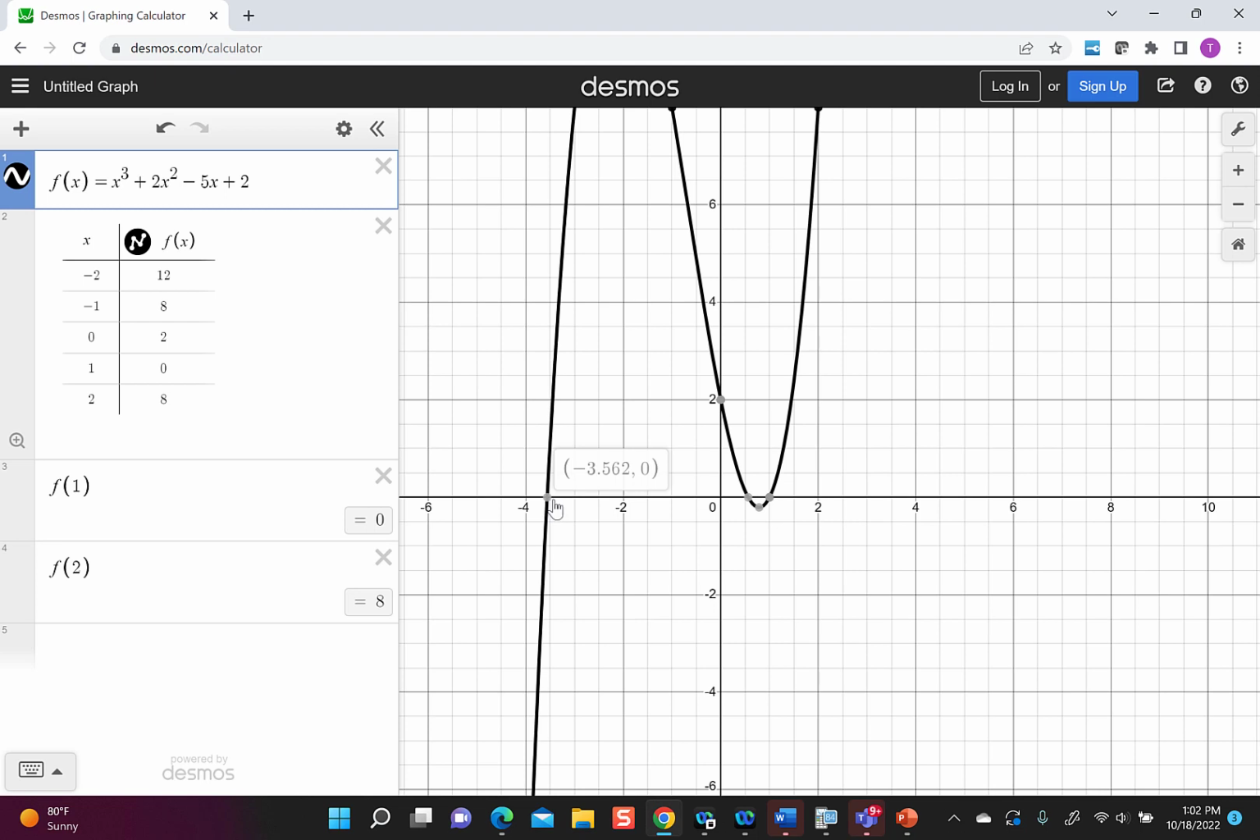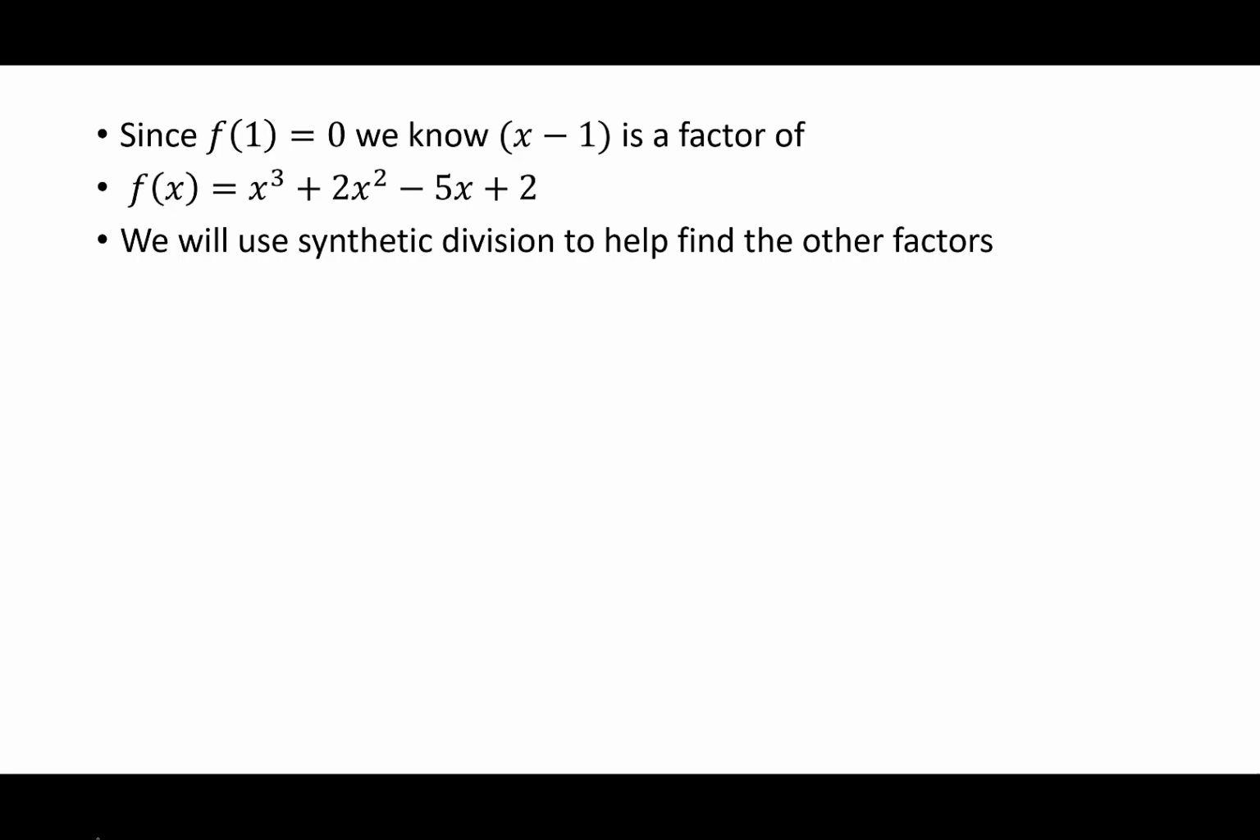The problem with the negative 3.562 and the 0.562 is these are not rational numbers, which means they've been rounded. We want to have exact values. Since these numbers have been rounded, we want to find out what they are exactly, which means we need to head back over to our notes and do some more work. So we found out f of 1 is 0, which immediately tells us x minus 1 is a factor of our function. So we're going to use that along with synthetic division to make this a little bit smaller.